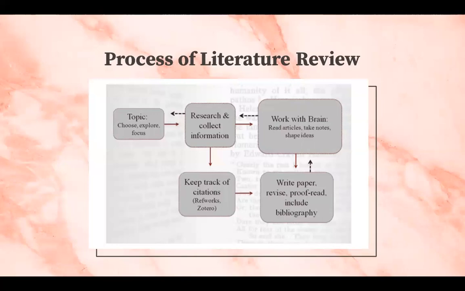And this is the process of literature review. The first step is, of course, choosing, exploring, and focusing on a topic. At this stage, you might discover that you need to edit your topic or the scope of your research as you learn more about the topic in the literature. Then, of course, you will need to do some research using article databases, the library catalog, Google Scholar, and other sources to find scholarly information. All along, you will be using your brain.